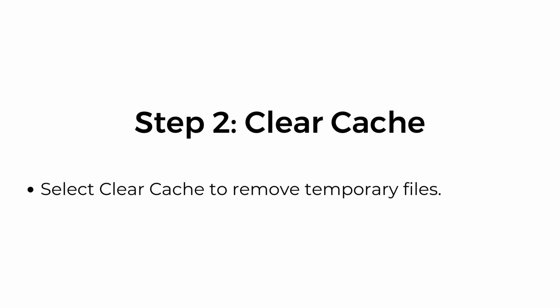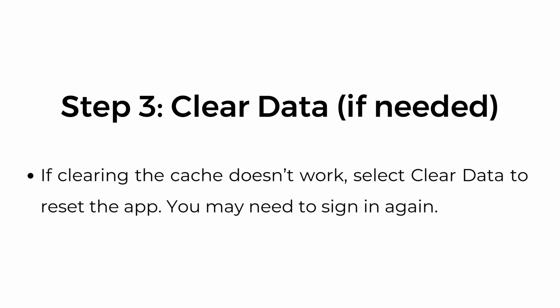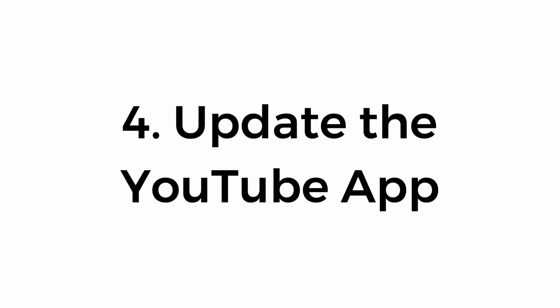Step 2. Clear Cache. Select Clear Cache to remove temporary files. Step 3. Clear Data if needed. If clearing the cache doesn't work, select Clear Data to reset the app. You may need to sign in again. 4. Update the YouTube app.